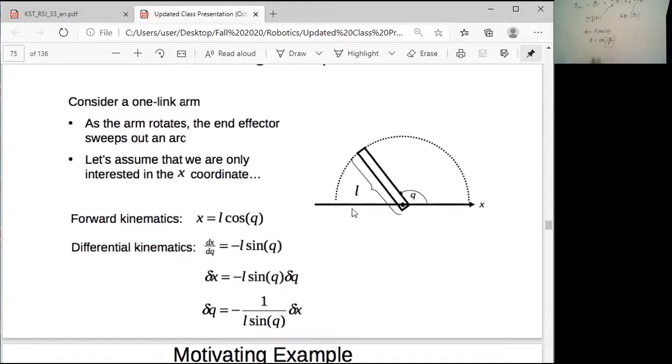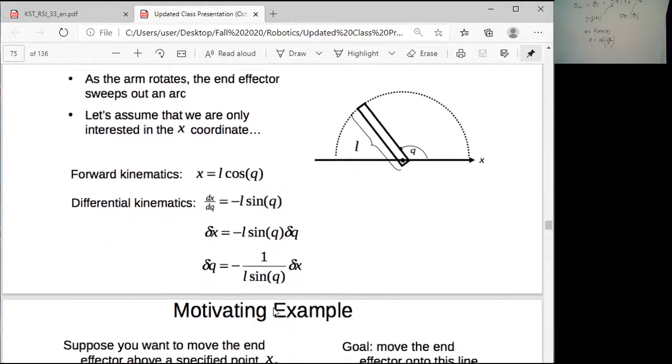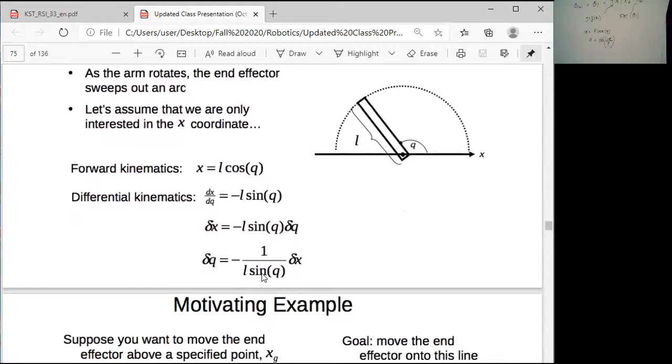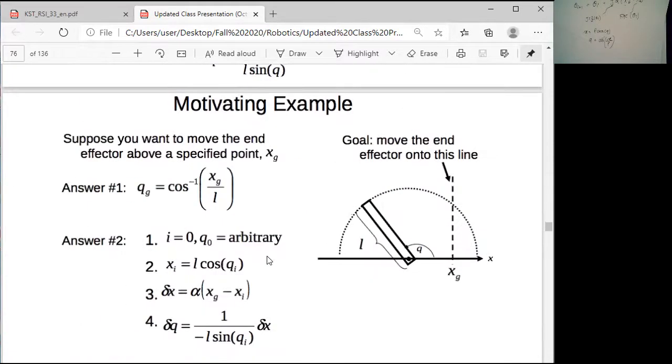It's very simple. But what if you aren't able to see that? What you can do is differential kinematics: you differentiate dx with respect to theta, or dq here. So dx is equal to minus L sine q dq, so dq is equal to minus 1 over L sine q times dx. This is basically the Jacobian applied on a 1 degree of freedom system.